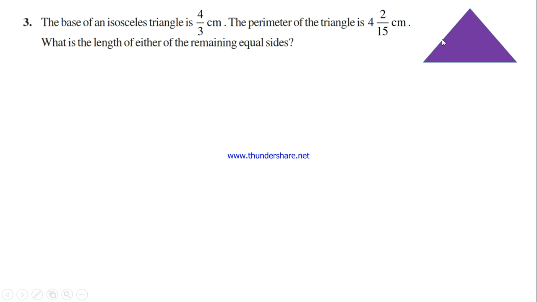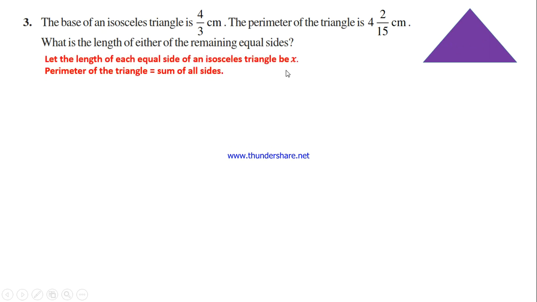So let us take the equal side as x. Let the length of each equal side of an isosceles triangle be x. So if this side is x, what about this side? It is also x, because both are equal. Then the base is 4 by 3 centimeter.